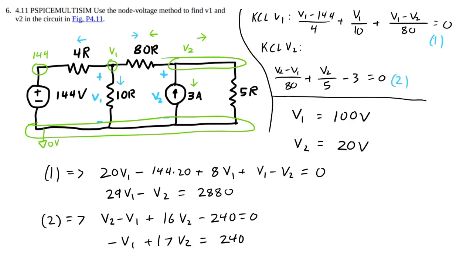So now we know everything we need for the rest of the circuit. If we wanted to solve for any of the currents or whatever, it'd be super easy because we already know the voltage drops. Alright, so let's move on to the next one.